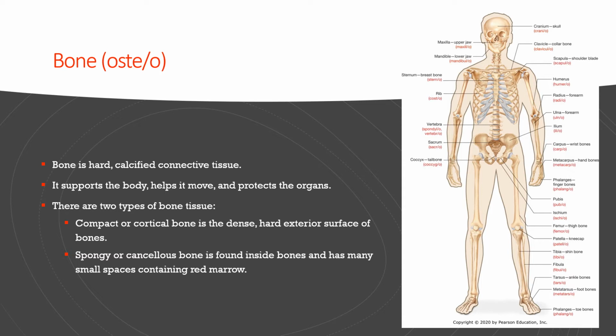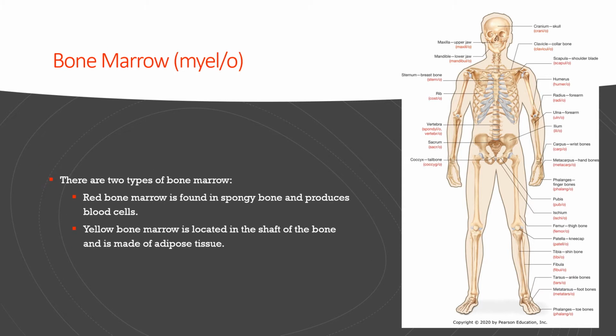There are two types of bone tissue. Compact or cortical bone is the dense, hard exterior surface of bones, while spongy or cancellous bone is found inside the bones and has many small spaces containing red bone marrow. There are two types of bone marrow. Red bone marrow is found in spongy bone, and this is what's going to produce blood cells. You have red blood cells and white blood cells, and that's all found in spongy bone.